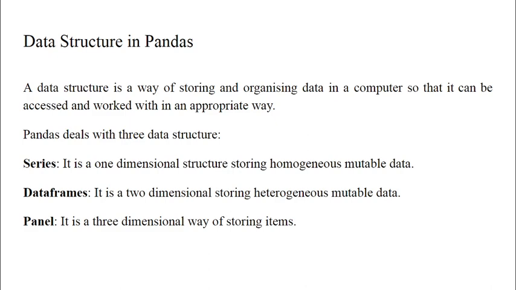So data structures in Pandas are of three types. They are series, data frames, and panels. Series is a one-dimensional data structure storing homogeneous mutable data, and data frames is a two-dimensional data structure storing heterogeneous mutable data. Then panel is a three-dimensional way of storing data items.